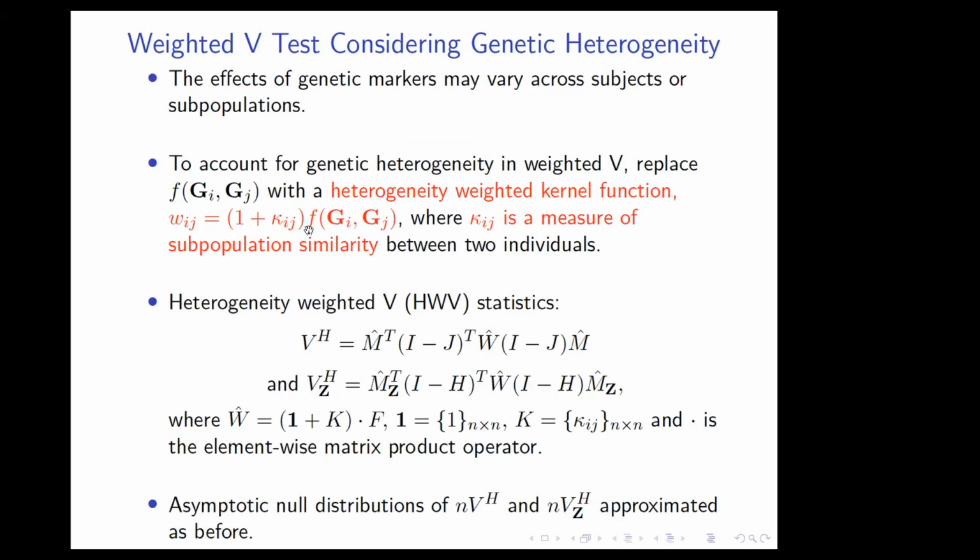So in this heterogeneity weighted kernel function, this kappa ij is a measure of subpopulation similarity between subject I and subject J. Then this change leads to two heterogeneity weighted V tests. So this VH is the heterogeneity weighted V test without adjusting for covariates. This VZH is the one adjusting for covariates. And we can obtain their null distribution in the same way as before.